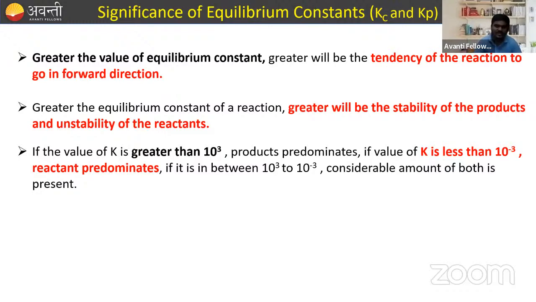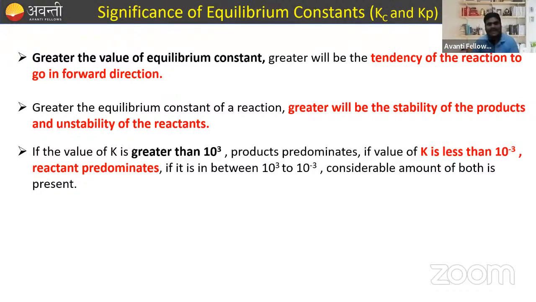And if it lies between 10 raised to the power 3 and 10 raised to the power minus 3, a considerable amount of both is present. So from the value of K, we get an idea about which predominates in a reaction. So basically, just remember this value.